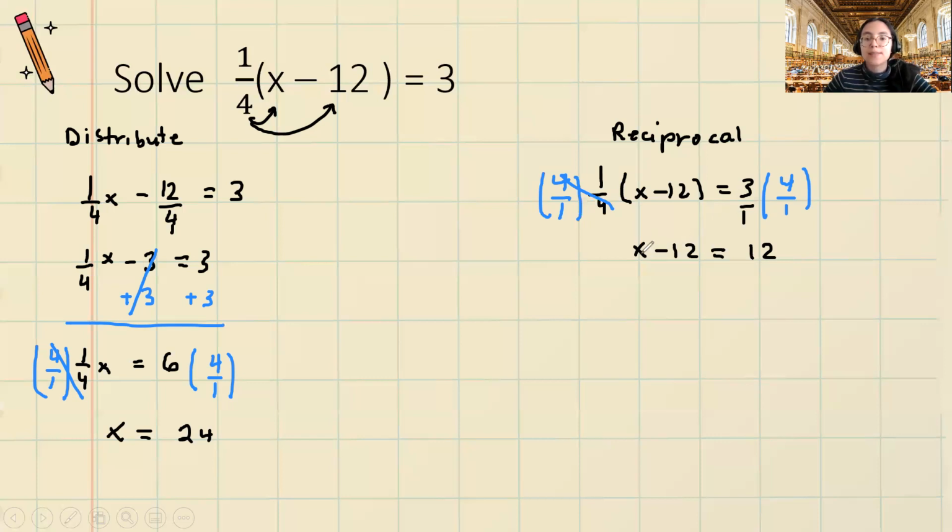So now I have x minus 12 is equal to 12, and I have subtraction here. So in order to undo that, I have to add 12 to both sides. These 12s will cancel. Now I'll be left with x, which is my variable. Can bring down my equal sign. And what is 12 plus 12? Well, that is 24. So we got the same answer.